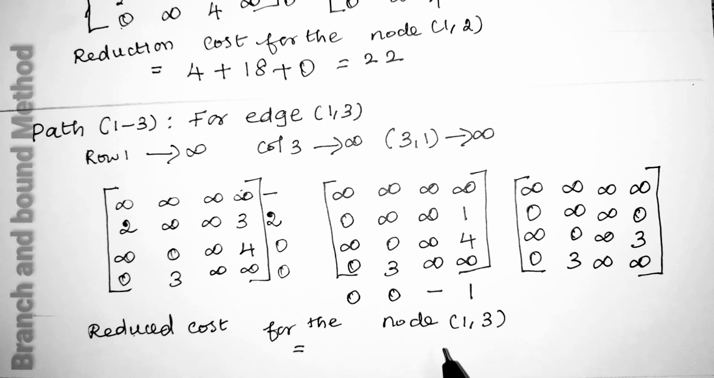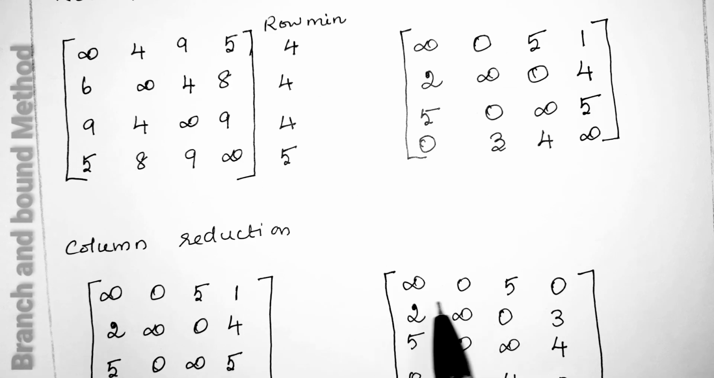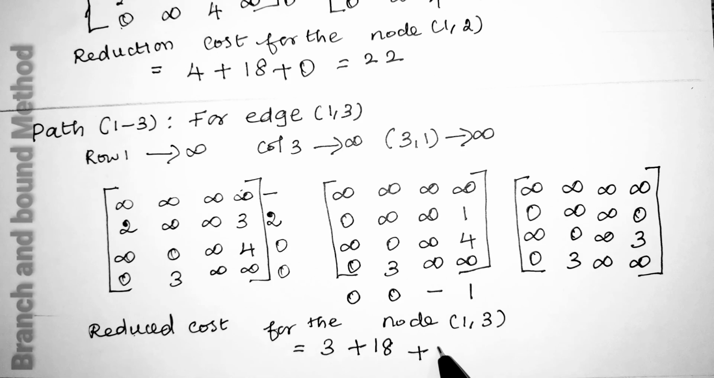Reduced cost for the node 1, 3 is reduced cost at node 3. Node 3 is nothing but row minimum value plus column minimum value, that is 2 plus 1, 3, plus reduced cost at node 1, the parent node, which is 18, plus cost for 1, 3. Cost for 1, 3 is taken from the reduced matrix. The cost for row 1, column 3 is 5. So 3 plus 18 plus 5, that is 26. The reduced cost for node 1, 3 is 26.